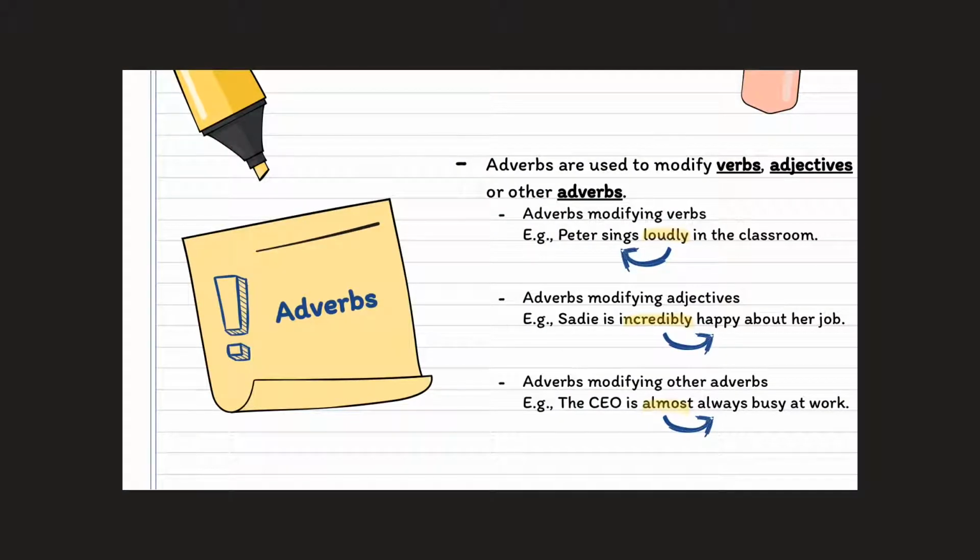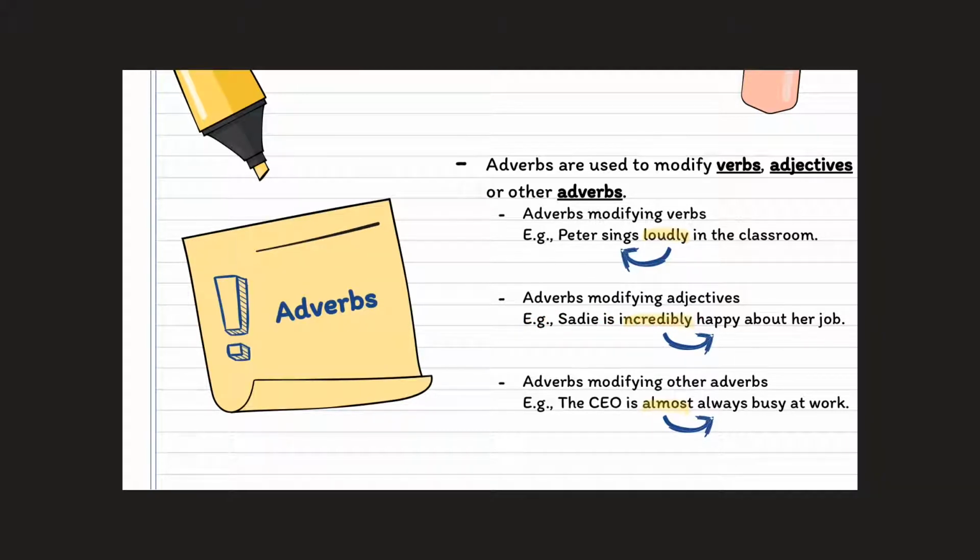Adverbs are used to modify verbs, adjectives, or other adverbs. Example, adverbs modifying verbs: Peter sings loudly in the classroom. So loudly is the adverb here. It is modifying the verb sing. Okay? So we are describing the action. We are giving quality. We are modifying the action sing. How loud or how quiet does Peter sing? He sings loudly. Okay? So loudly is the quality that sing has.